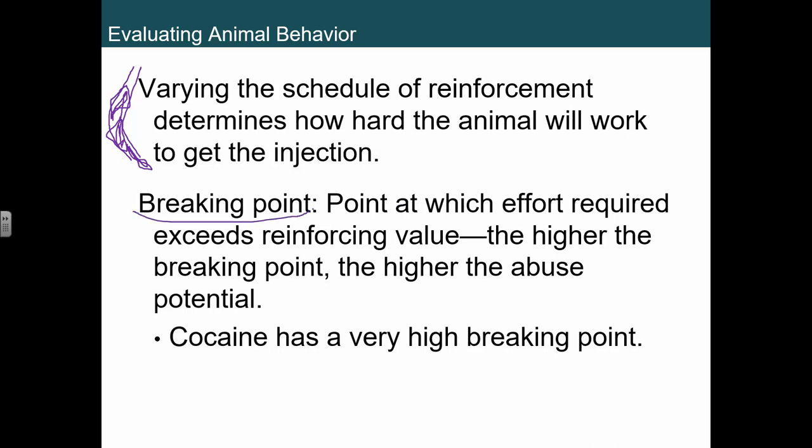There is one important concept here called the breaking point, which is kind of interesting. Some drugs have a really high breaking point, and some have a lower breaking point. Basically what this means is how much effort you're going to put into something to get that reward, right? Like chocolate. What if I said, if you will go wash my car, pick up my dry cleaning, and give Caleb's kid a bath, I'll give you a Hershey's bar. Most of you are going to go, that's stupid.